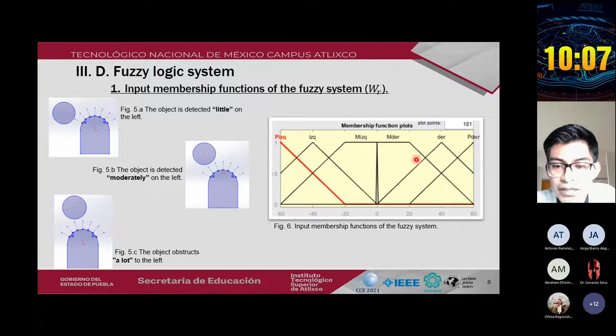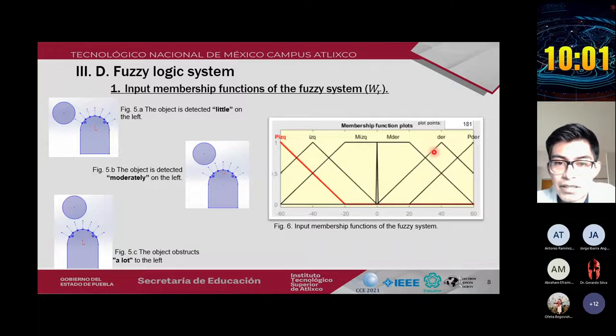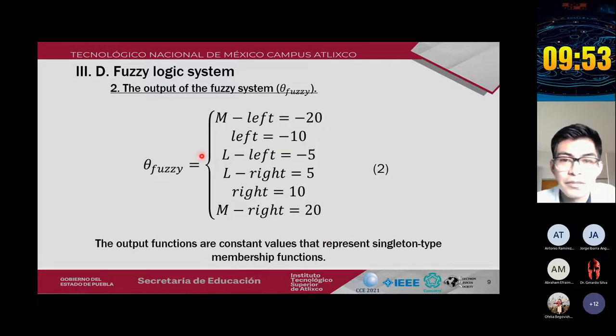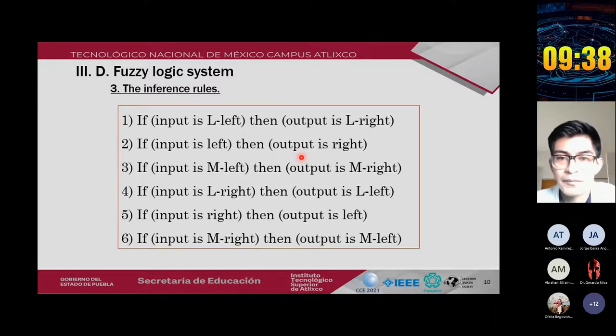For the right side, the logic is the same as on the left side, but with different names. The fuzzy system output is the desired angle. The output functions are constant values that represent singleton type membership functions. For A lot left, minus 20; for Left, minus 10; for A little left, minus 5; and so on respectively.